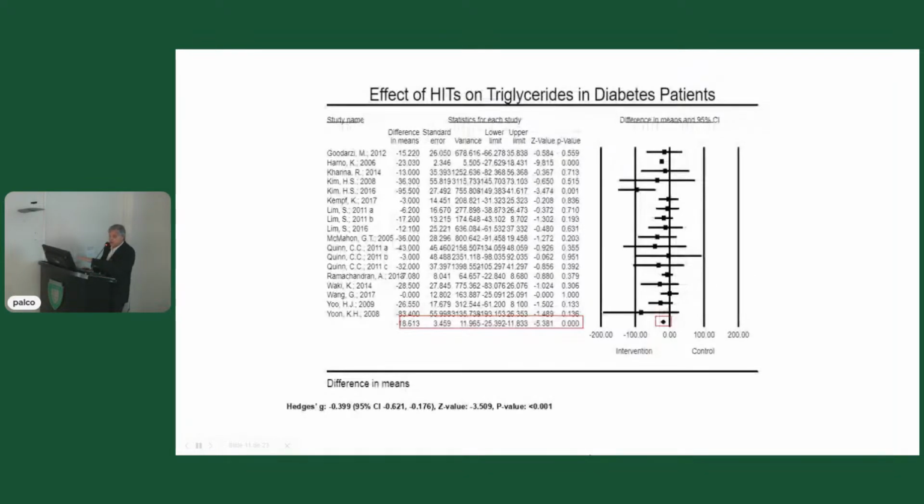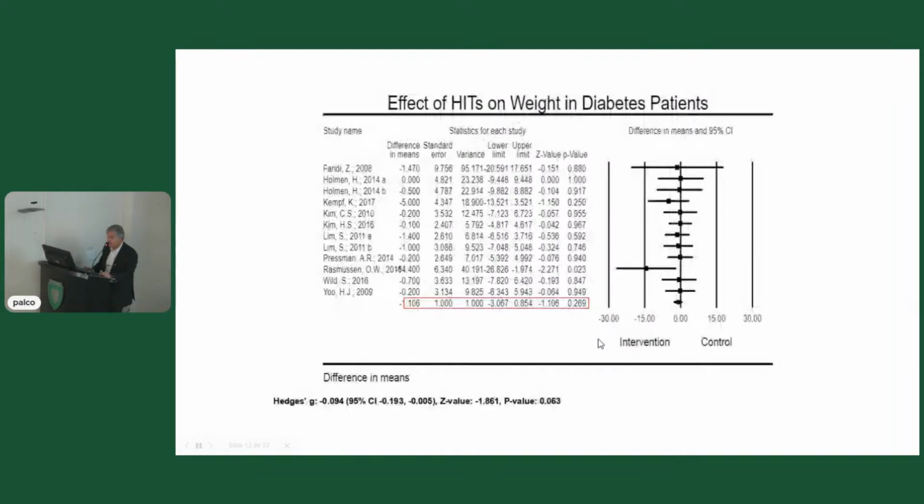So this average effect for triglycerides shows, even as an average effect, it's not significant, even in a meta-analysis. So I have to accept that HIT among diabetic patients is not going to help you reduce your high triglycerides. Okay? HIT on body weight, the p-value was not significant either. So it did not affect your body weight.